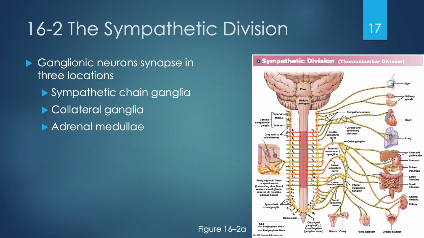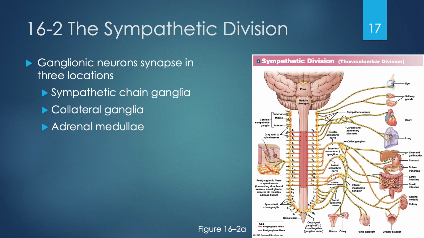So again, in the sympathetic division, we have our short preganglionic fibers that are in the thoracic and the lumbar segments, hence the thoracolumbar division. And then we have our ganglionic neurons that are located in ganglia next to the spinal cord. And then we have our long postganglionic fibers that are going to extend out towards their effector, usually a visceral organ here. So let's look at how this works in a little bit more detail.